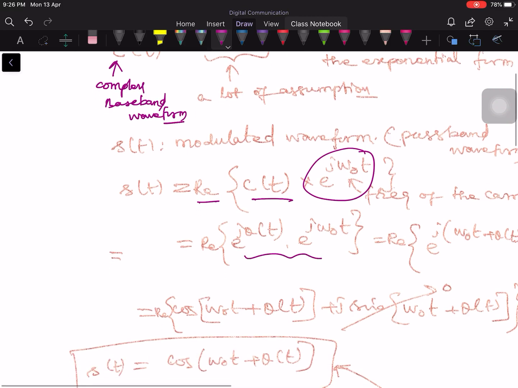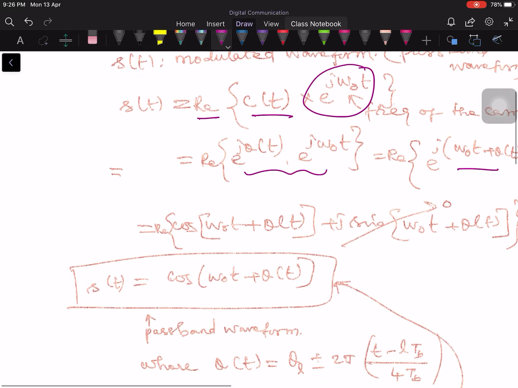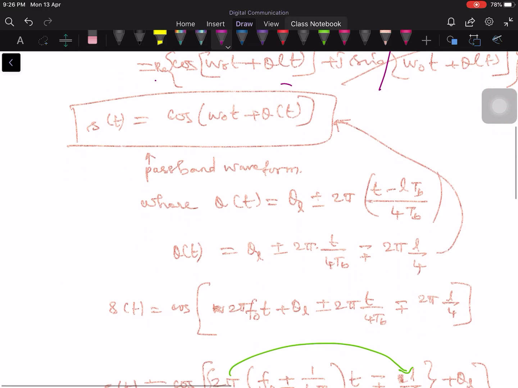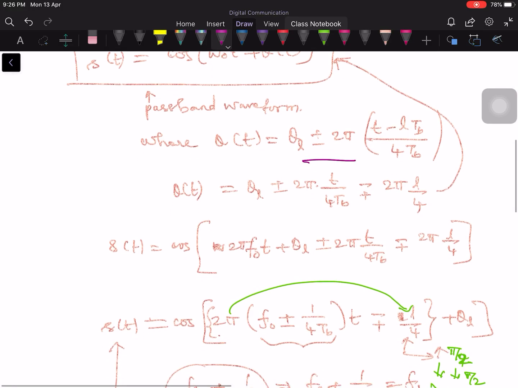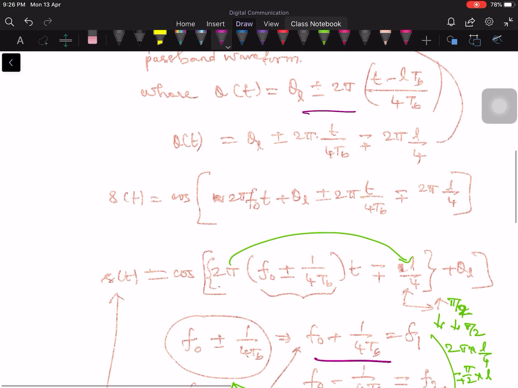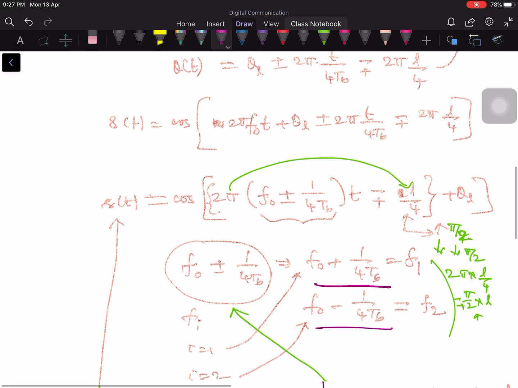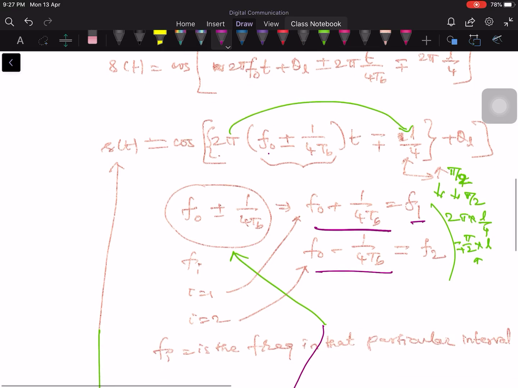You combine these two together, and e power j theta equals cos theta plus j sin theta. Apply this formula. If you take the real part, the imaginary part will go to 0, and you get this expression. Then this is your passband waveform, where theta is given like this. Rearrange theta and substitute the theta of t value in this expression, and combine: f0 plus or minus 1 by 4 tb. So there are two frequencies involved here. One is f0 plus 1 over 4 tb, which we called f1, and the second is f0 minus 1 over 4 tb.